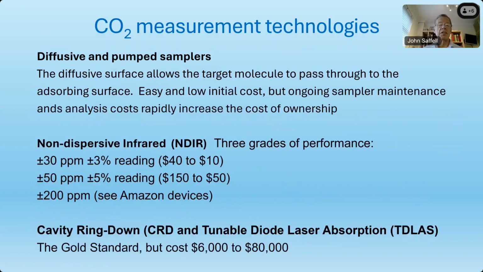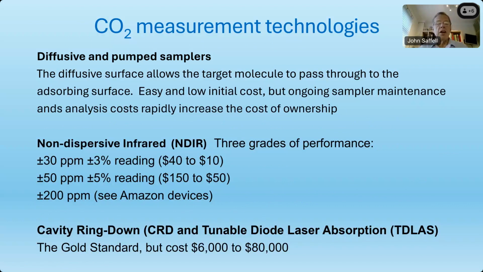We have a few more minutes, and I'd just like to tell you a bit about measuring CO2 technologies. We have diffusive and pumped samplers, and there's basically, I'm going to go past that. They're relatively inexpensive for diffusive samplers, and they're commonly put around. But these days, NDIR is a lot cheaper. It's very affordable. It's now down to Amazon prices.